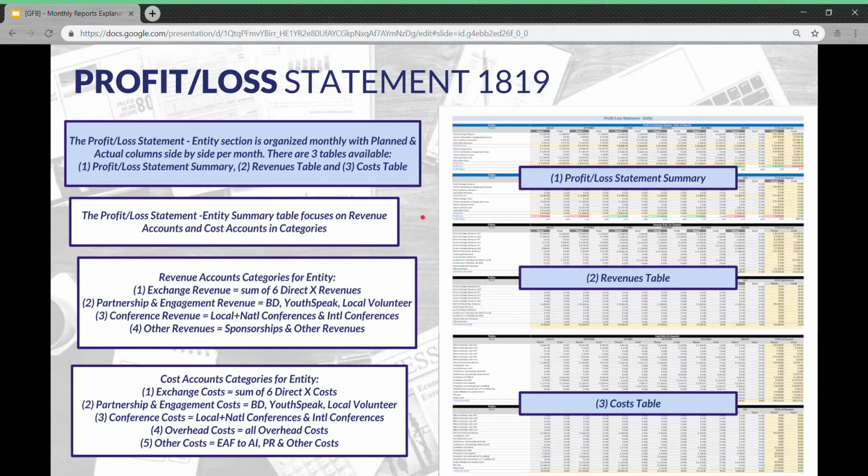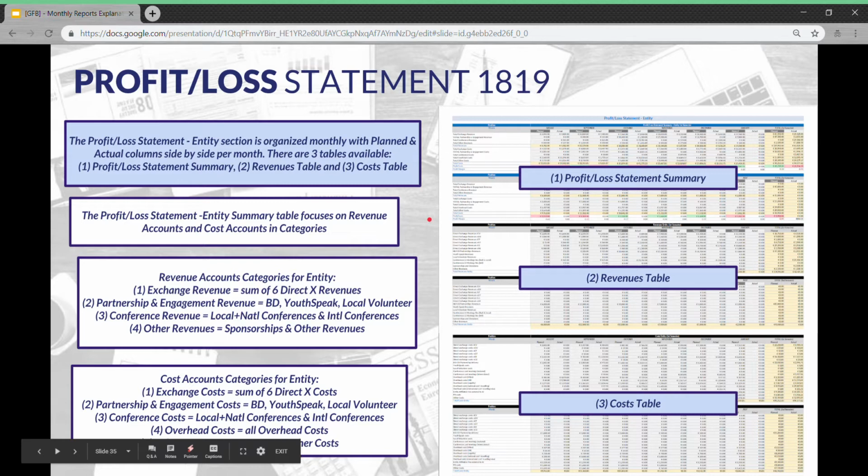Now, in terms of the profit loss statement, 1819 is organized monthly with planned and actual columns side by side per month. There are three tables available. One is the profit loss statement summary, which is the first one that we will see. Next is the revenues table, and then the cost table.